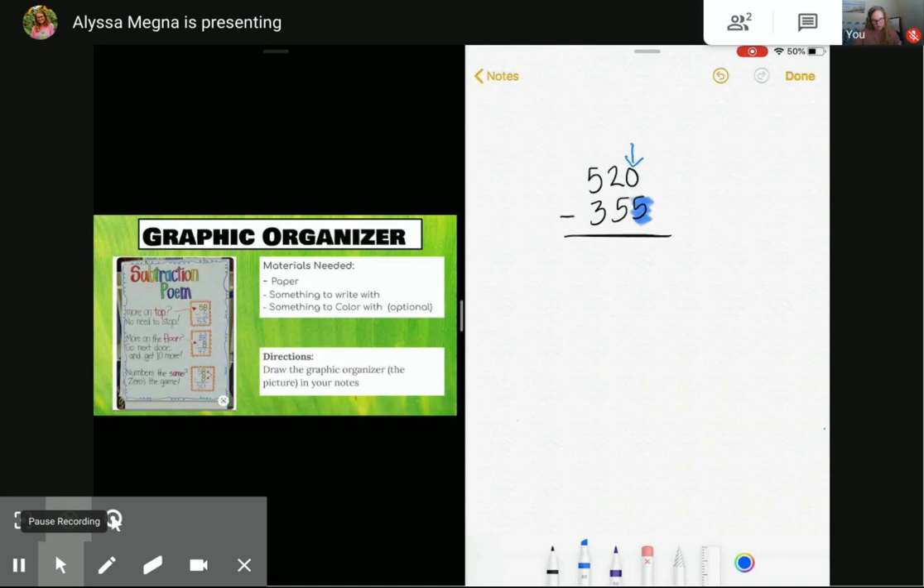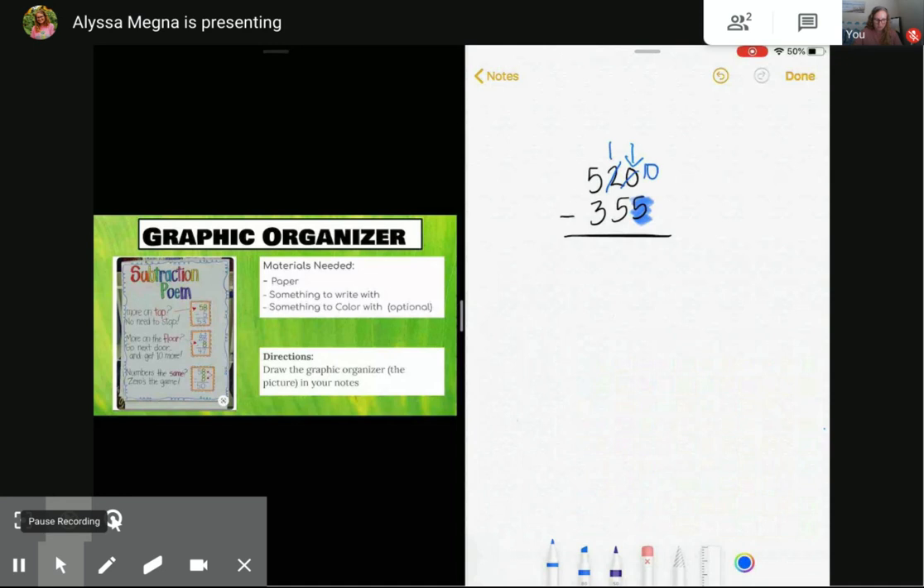So our graphic organizer over here on the left says that if the more on the floor, go next door and get 10 more. So because the number on the bottom has more, we have to borrow from our neighbors. So up by the 0, we're going to go over next door to the 2. And we're going to cross the 2 off, and it's going to become a 1, and then the 0 is going to become a 10.